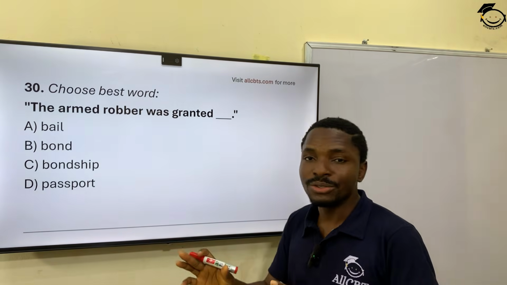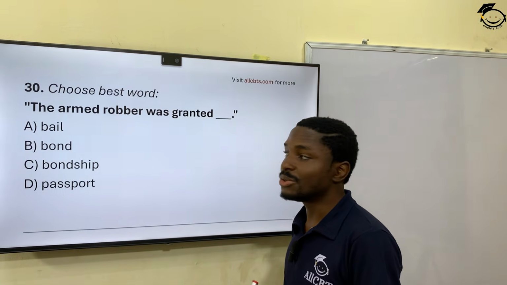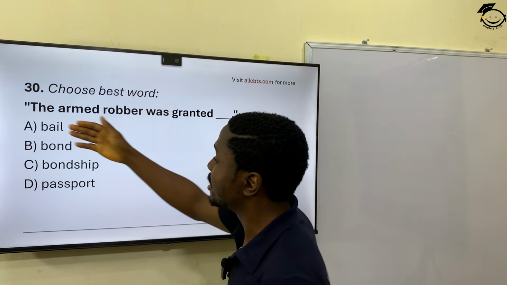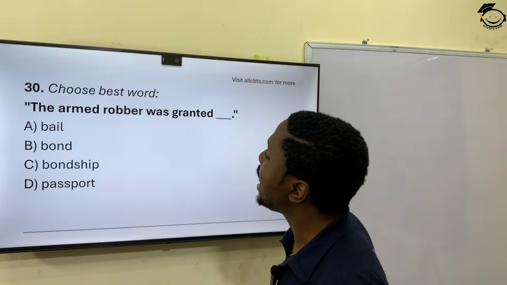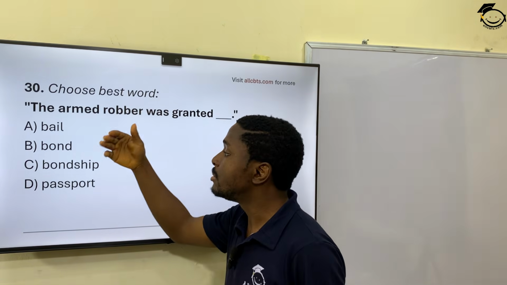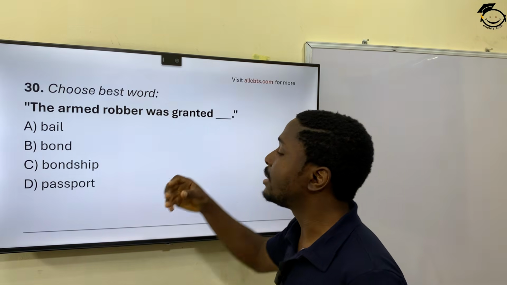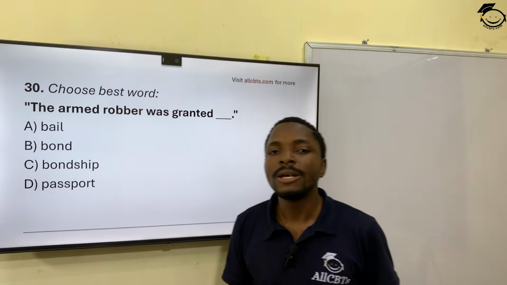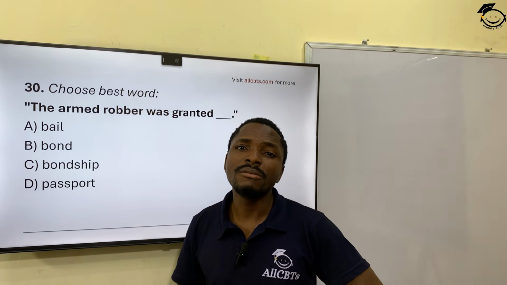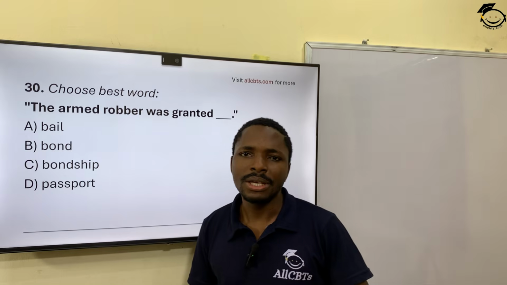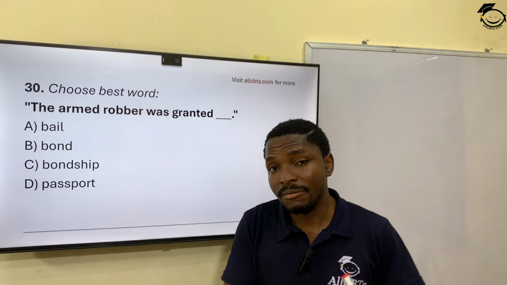Choose the best word. The armed robber was granted dash. Which of these? This is a legal term, or the correct option here will be a legal term. The armed robber was granted the bail, bond, bondship, passport. Bail is a kind of option to jail time that is given to a convicted person, to release them of the jail time.